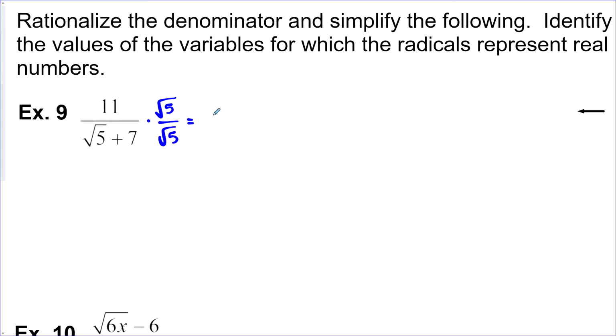In the numerator, everything looks fine. And in the denominator, we've got, hey, root 5 times, just like there's brackets here, root 5 times root 5, that's just 5, and root 5 times 7.